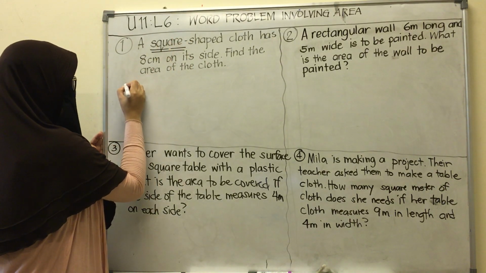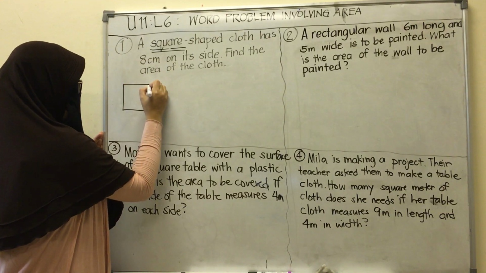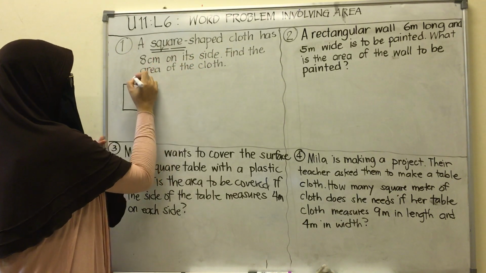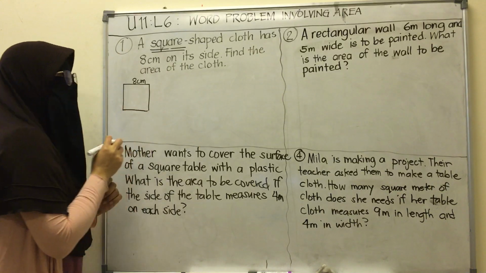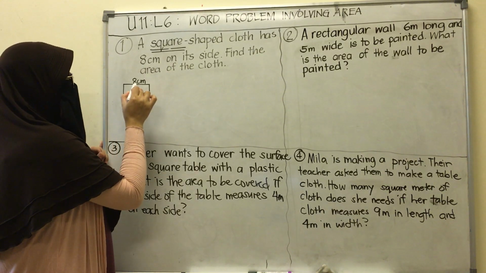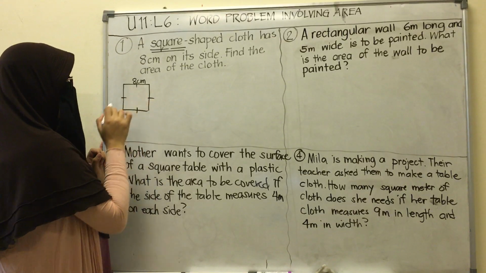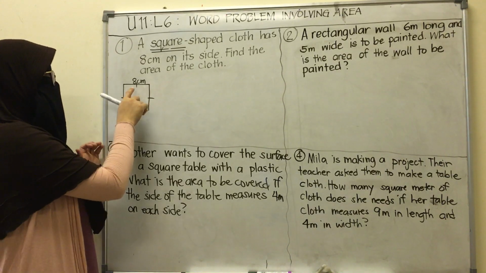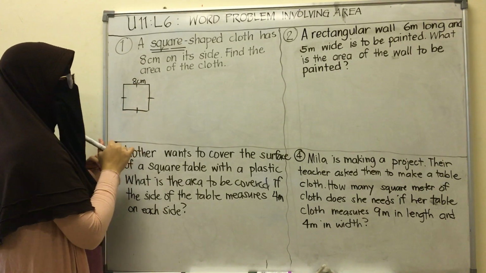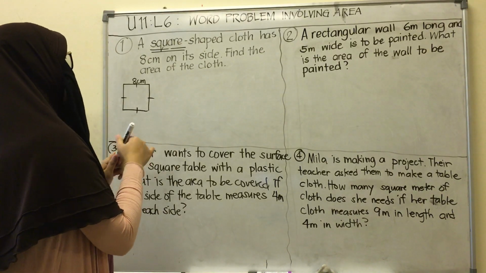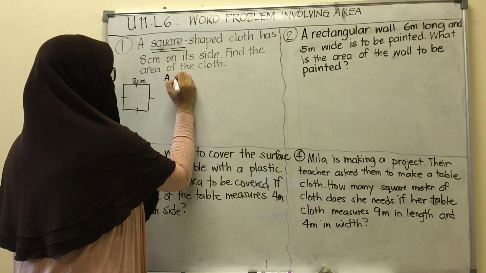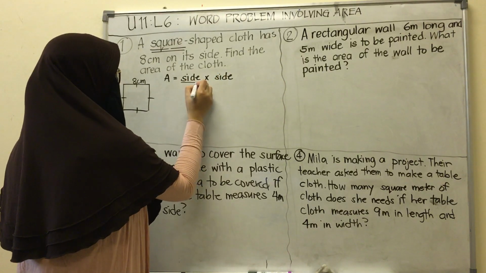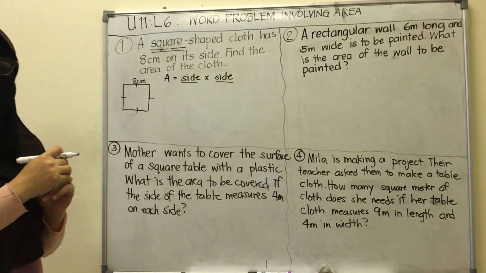So we can draw it. A square shaped cloth, so for example, this is our plot, has 8 centimeters on its side. So this is our 8 centimeters. Now, a square has all sides equal. If this side is 8 centimeters, it means the other sides are also 8 centimeters. We have discussed that the area is side times the side, so we're going to use side times side since this is a square.